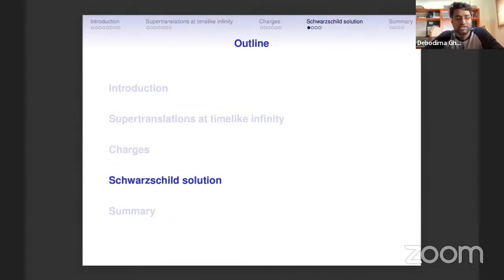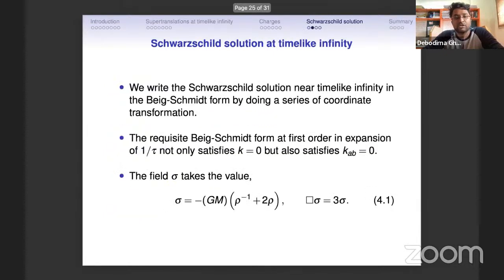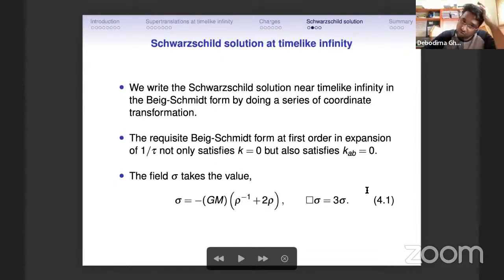Okay. In this section, I will talk about the Schwarzschild solution at time-like infinity. We write the Schwarzschild solution near time-like infinity in the Beig-Schmidt form by doing a series of coordinate transformations. The requisite Beig-Schmidt form at first order in the expansion of 1/tau not only satisfies k equals 0, but it also satisfies the boundary condition K_AB equals 0. Then the field sigma takes the following value, minus GM times rho inverse plus twice rho, and it also satisfies the box equation. Here one can see that at rho equals 0, sigma blows up.